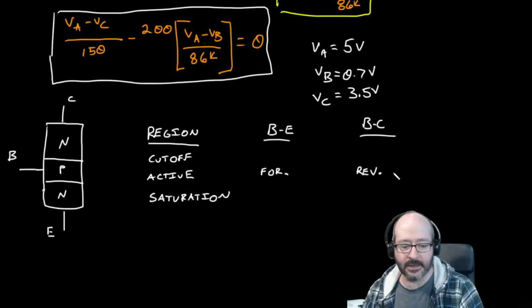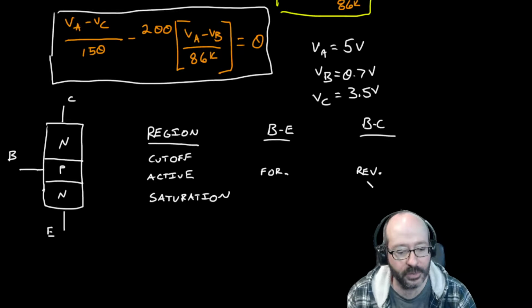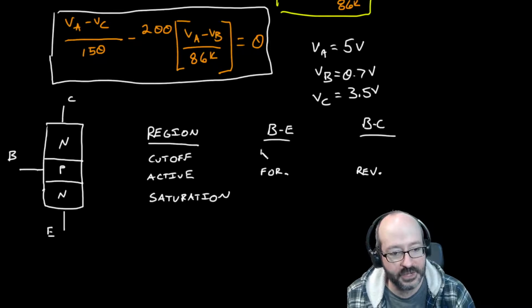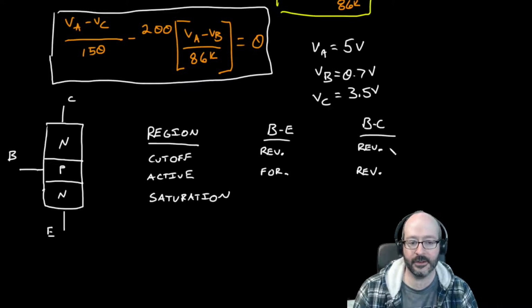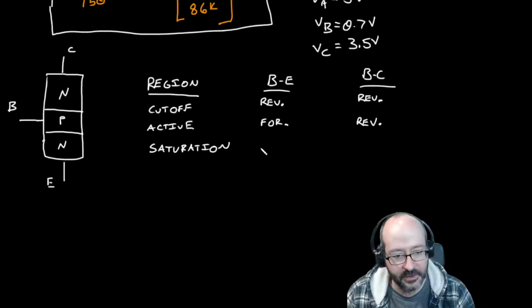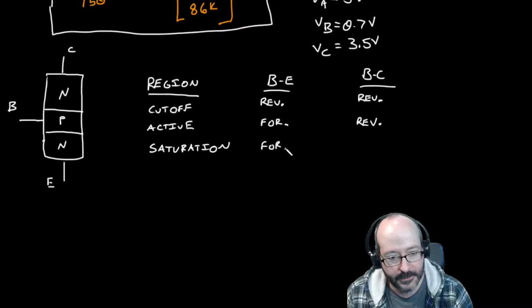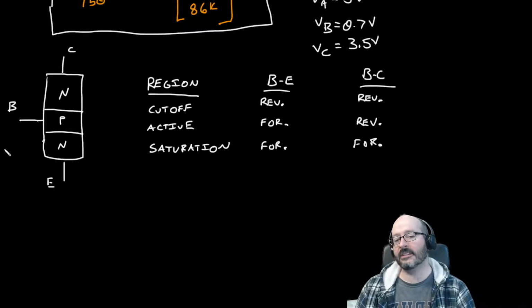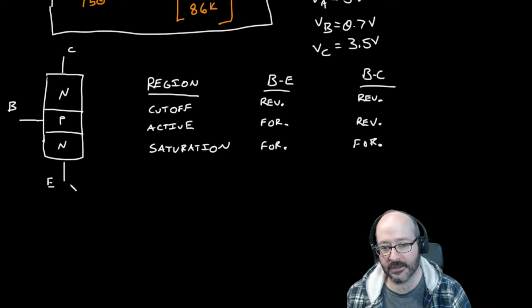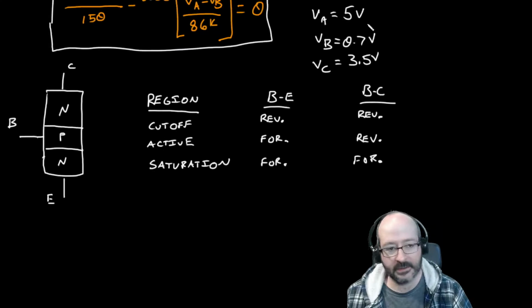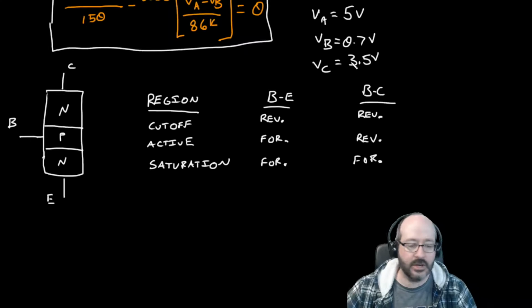We can go check that right now, but let me fill in this table because I think it's a good thing to have all in one place. When we're in the cutoff region, both junctions are going to be reverse biased. Okay, reversed and reversed. And then for saturation, both are going to be forward biased. So all that's left to do is to look at these voltages. We can find these voltages based on the node voltages.